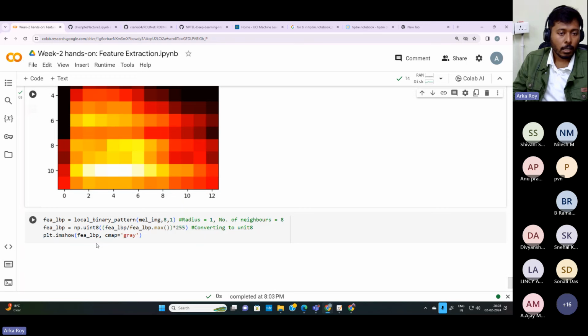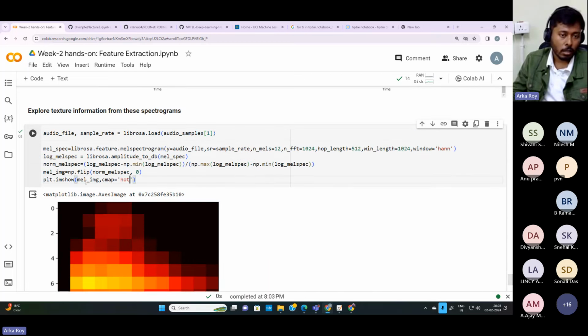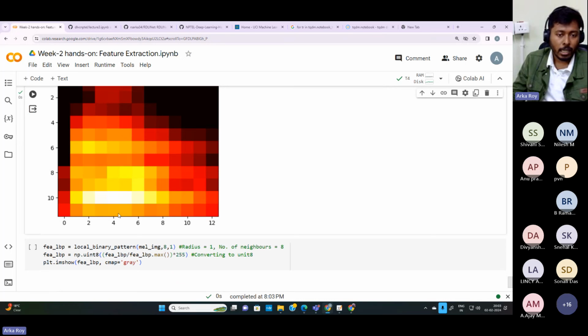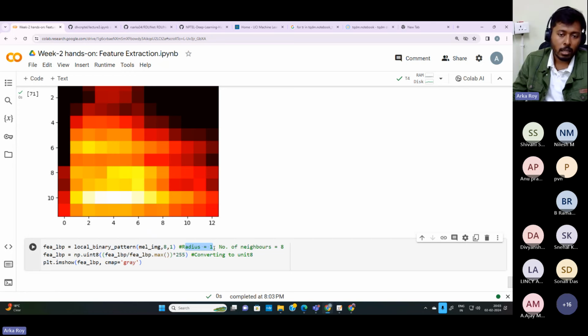Nevertheless, we have the local binary patterns. Now we can extract the local binary patterns from this mel image. There are the parameters: the radius from the central pixel, which is 1, and the number of neighbors. I have kept it 8 again. Then we convert this LBP feature to uint8 format, which means it ranges from 0 to 255. And then we show the images with a grayscale color map.